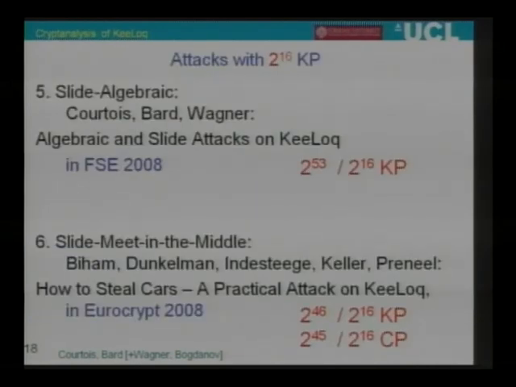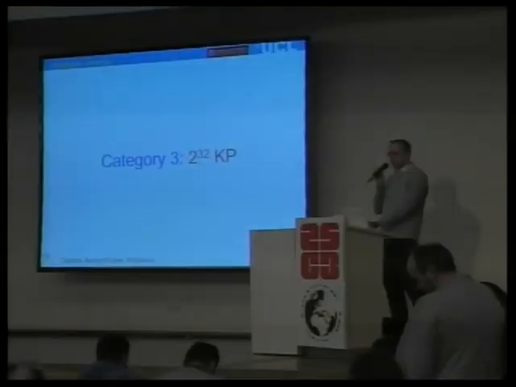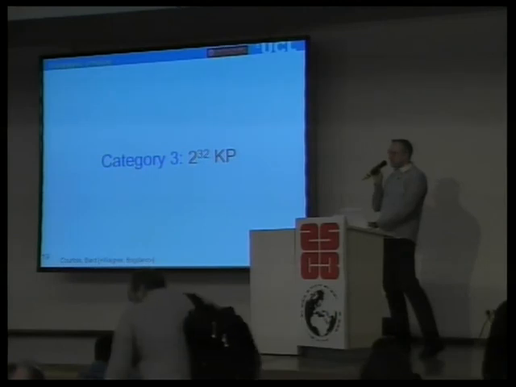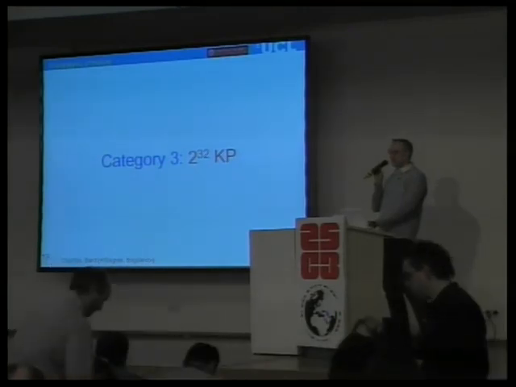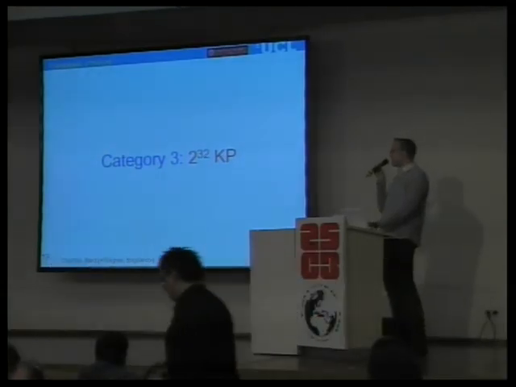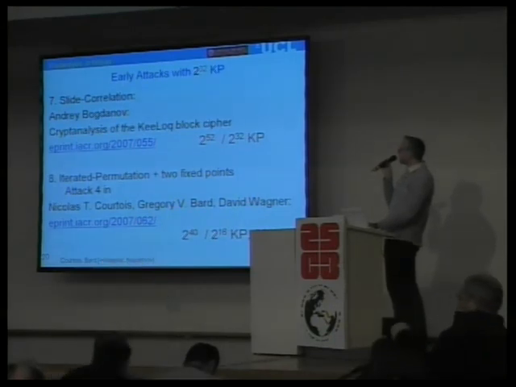Second category, 2 to the power 16 known plaintexts. We were actually the first to find a very interesting attack of this kind, but later Biham, Dunkelman, and Keller found a really nice attack published at Eurocrypt 2008, which is better and faster, but in the same category. And finally, the best category is 2 to the power 32 known plaintexts. It's a bit a lot, okay? You cannot really expect a smart card to give you this many plaintexts. But then the attacks get really fast.